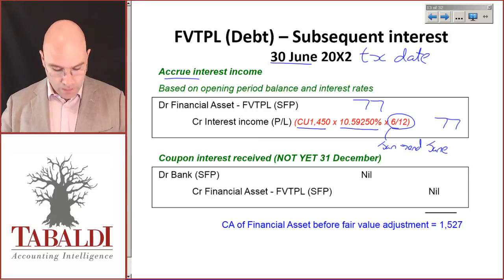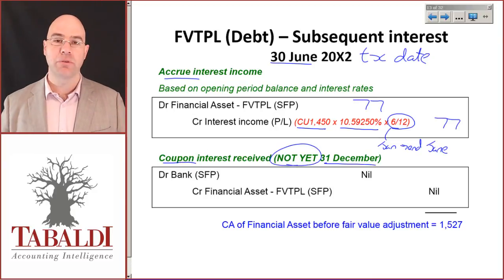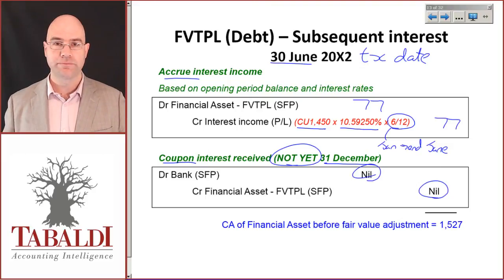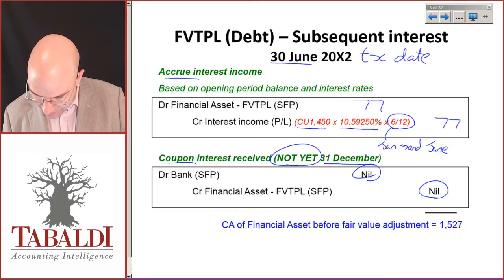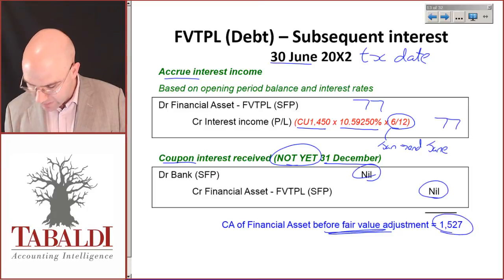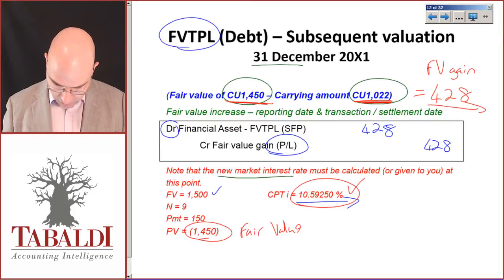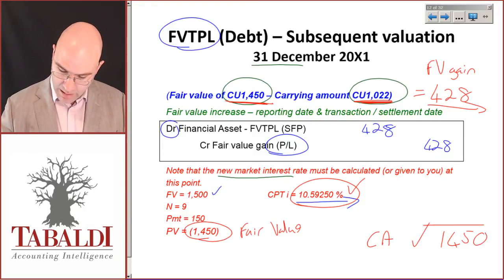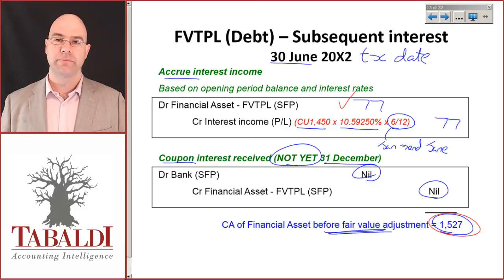Nice and easy. Do I have to record a coupon payment? No, because those actual cash flows only happen on the 31st of December. So this is a 0. But no, we should have that journal, right? Then, the carrying amount of the financial asset before any fair value adjustment is now 1,527, which is based on the opening balance. So let's do that. Carrying amount was 1,450 at reporting date. I then add my 77 Rand and I get 1,527.